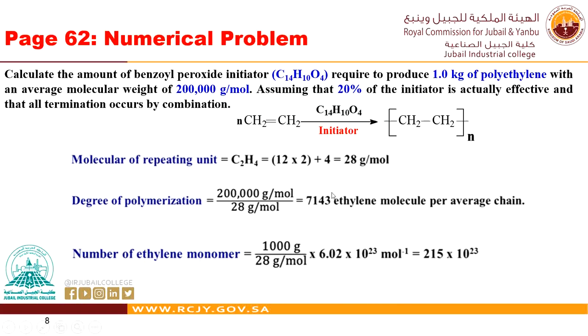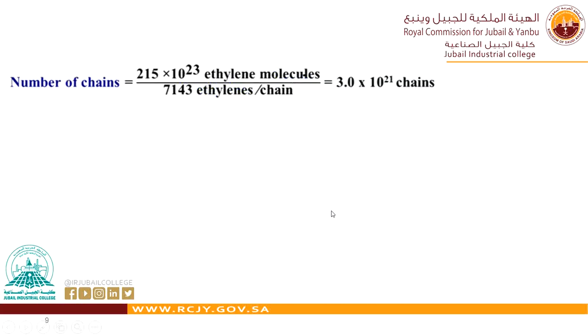So the total number of monomers is 215 times 10 raised to the power 23, and each chain has 7143. So we divide this number by this to get the number of chains. The number of chains is the number of ethylene units divided by the degree of polymerization, and once we do this, we get 3 times 10 raised to the power 21 chains.